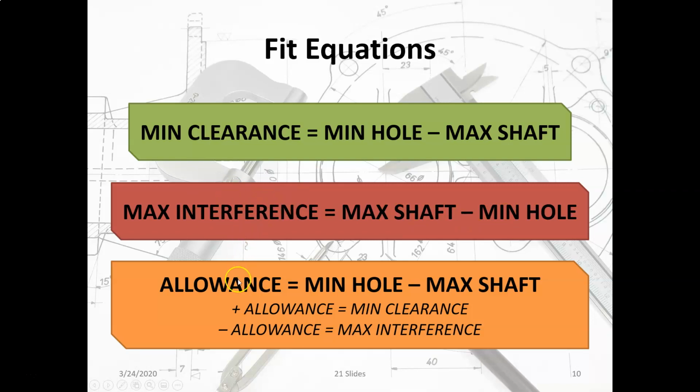Okay, and the allowance is just the equivalent of the minimum clearance equation, min hole minus max shaft. Note, though, that the allowance can be positive or negative. If we have a negative allowance, then that means it's the maximum interference, because these are the same numbers. Okay.